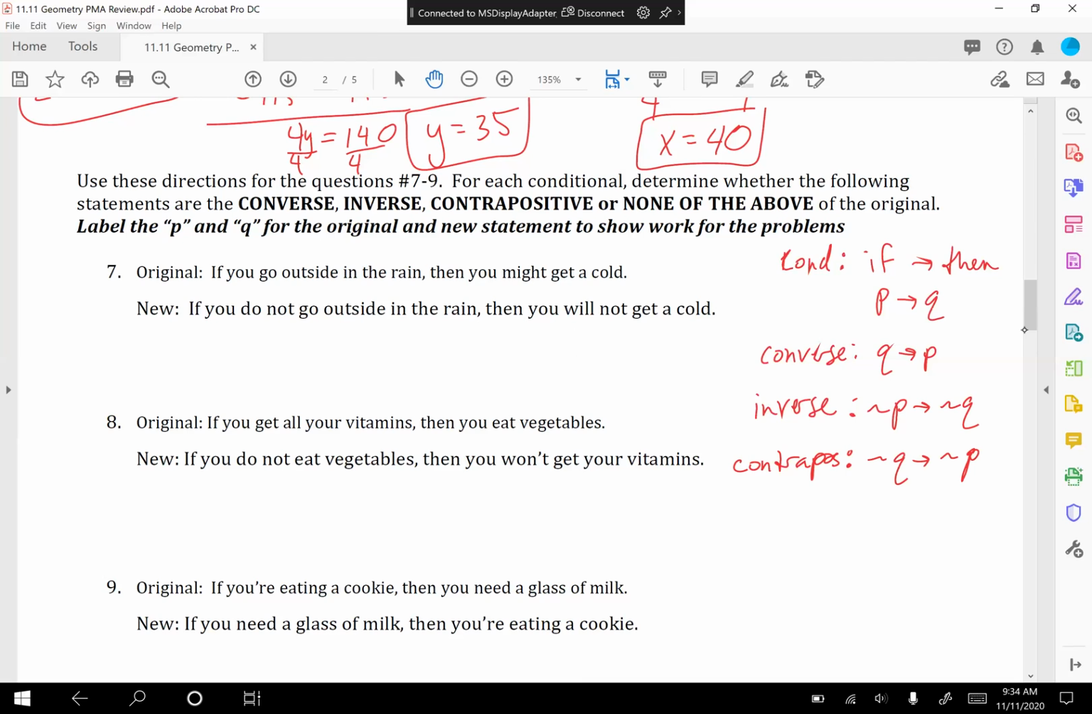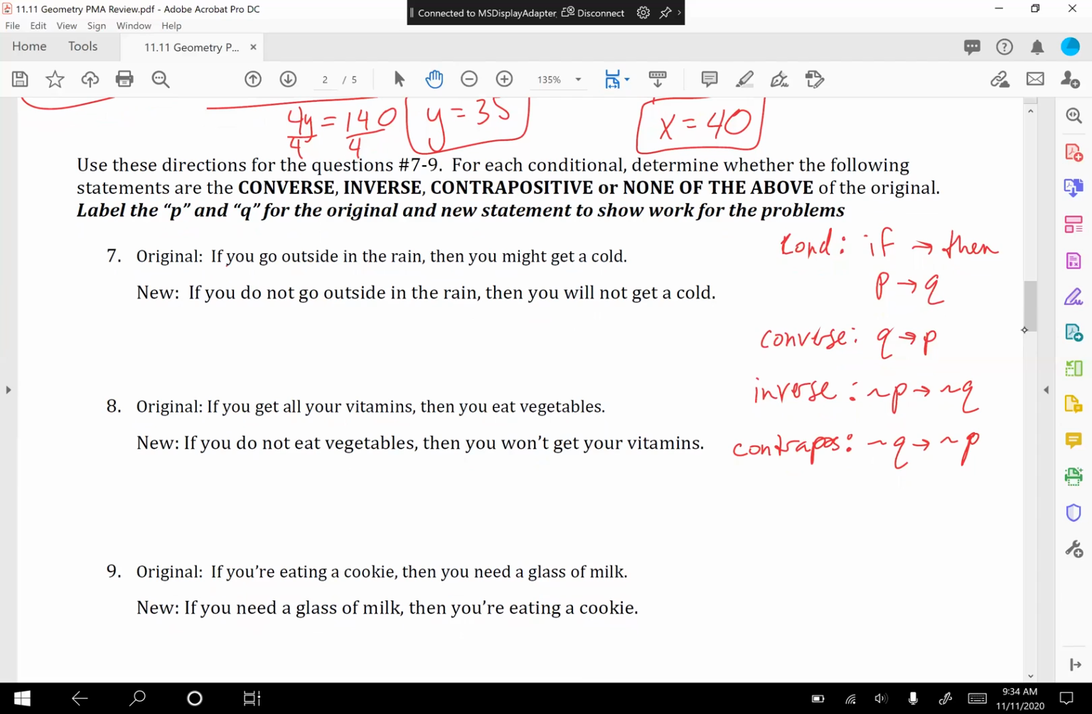All right, so let's read here. If you go outside in the rain, so that's our P, right? Then what is your Q? You might get a cold, right? So if P, then Q. So now look at here. If you do not go outside in the rain, so do not, that would be not, right? And then what is go outside in the rain? Is that P or Q? Does go outside in the rain match P or Q?